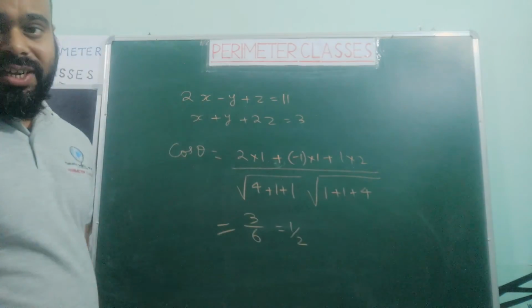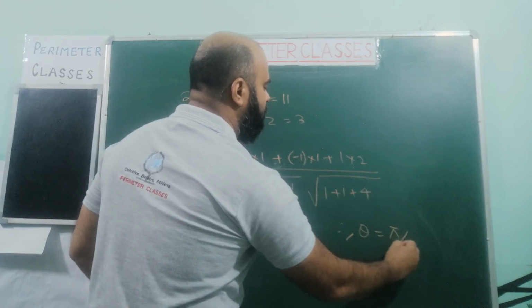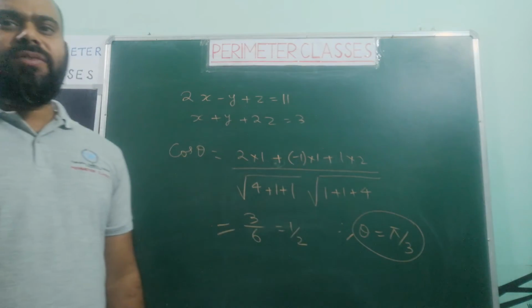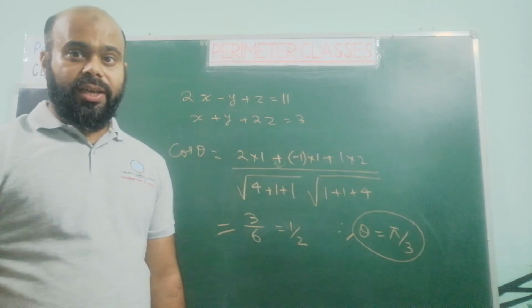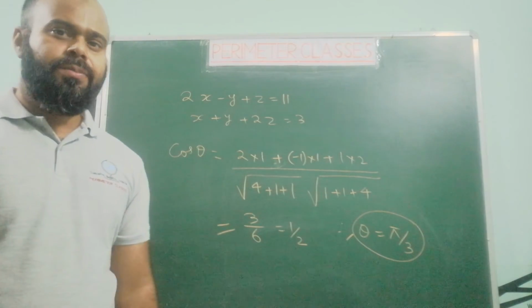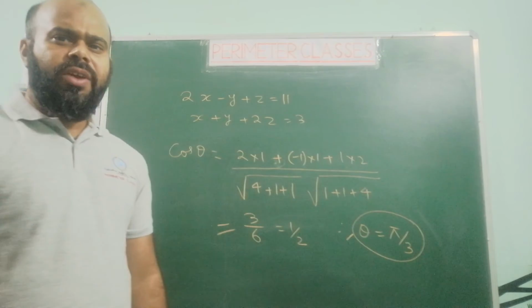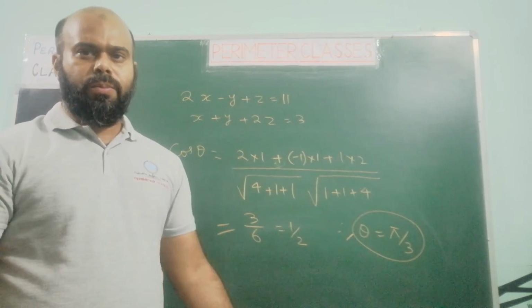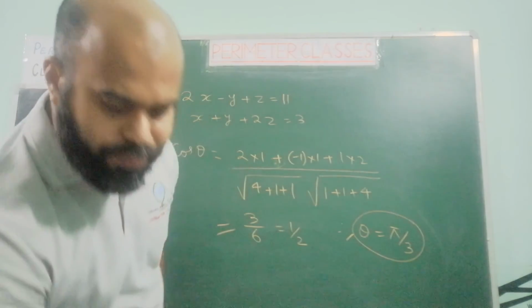So what is the value of theta now? Therefore theta is equal to pi by 3, that is 60 degrees. The angle which the planes make with each other is 60 degrees. And if we talk about the obtuse angle, then that will be pi minus pi by 3, that will be 2 pi by 3, whose cosine will be minus half. So both possibilities are there. Whenever it is given to find the angle, we generally find the acute angle. Otherwise, the obtuse angle can also be obtained by taking the negative sign.